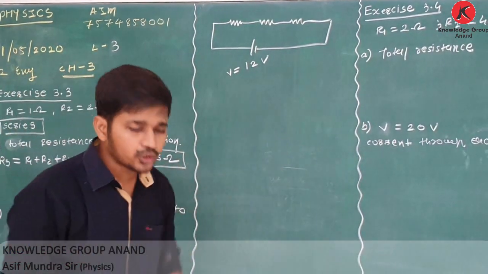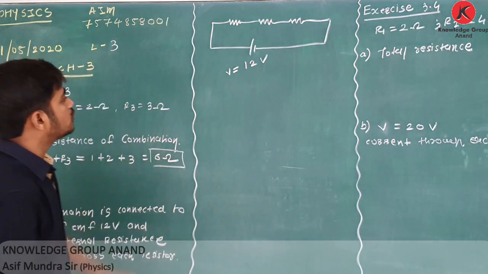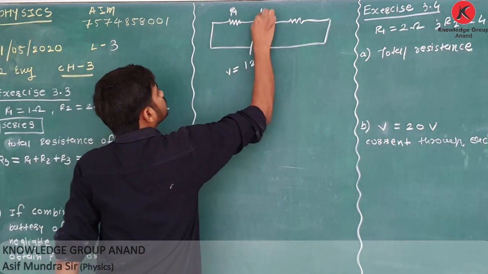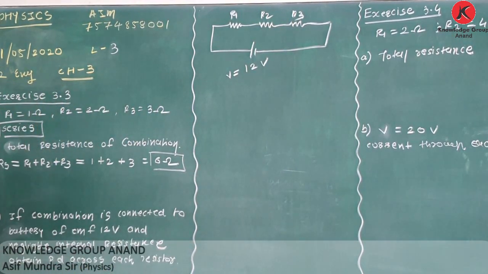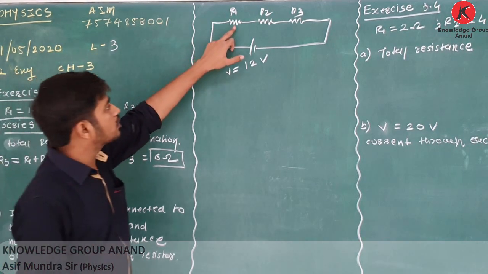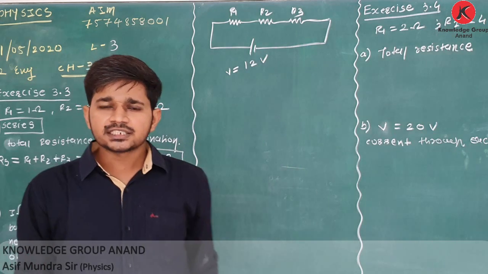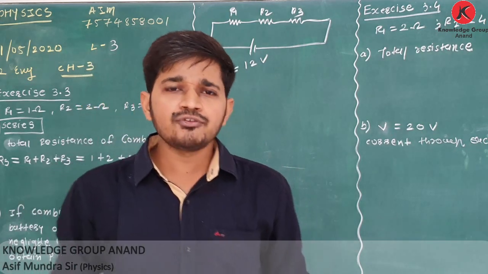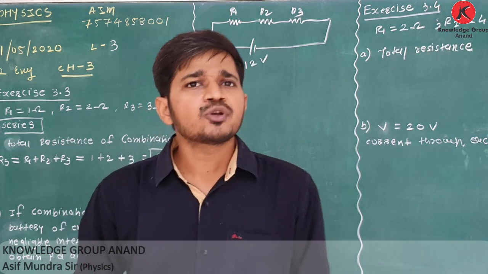EMF is equal to voltage. So here V is equal to 12. It is R1, R2 and R3. Clear about this? Now, if you have to find potential difference across this R1, R2 and R3, then what is equation? Yes, to find potential difference V, if you make V as subject, then what is the equation of V? V is equal to IR.